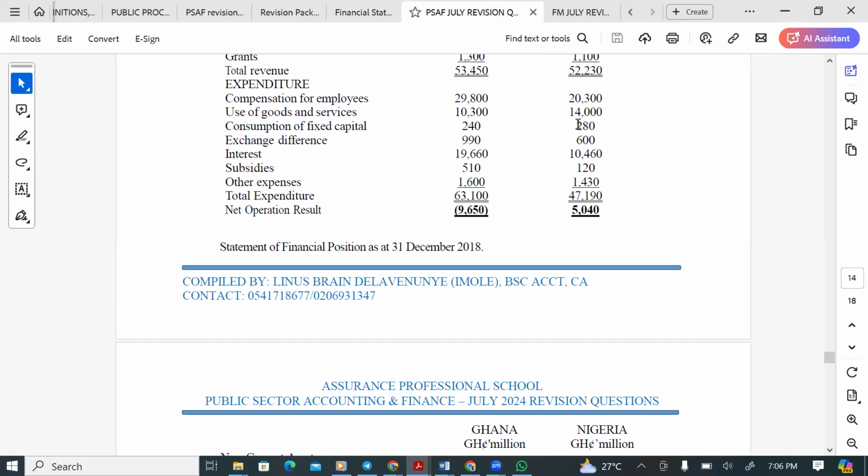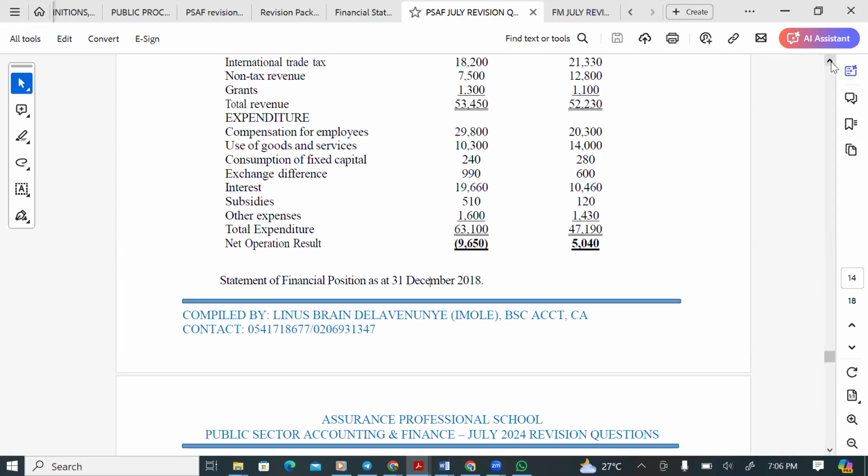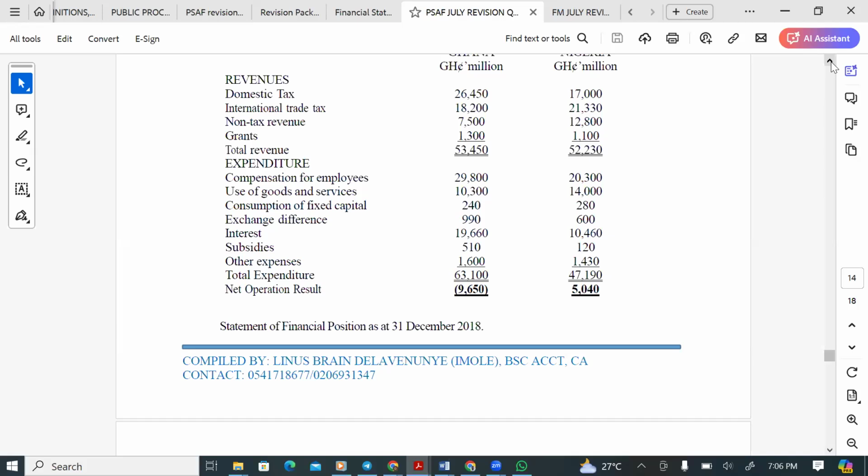So let's come to compensation for employees and the tax revenue. What is the tax revenue here? The tax revenue is the domestic tax and then the international tax. So these are their tax revenue. Let's find the tax revenue for Ghana and Nigeria so that we can use them to calculate the ratios. I'm having 44650. Okay. Nigeria will be what?